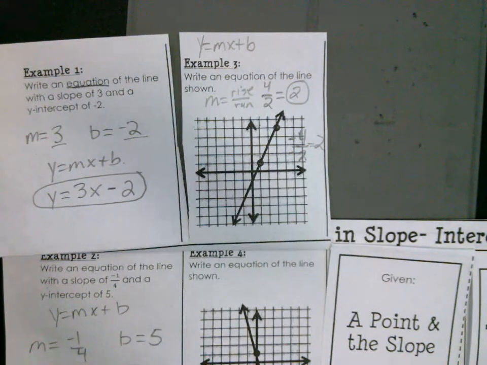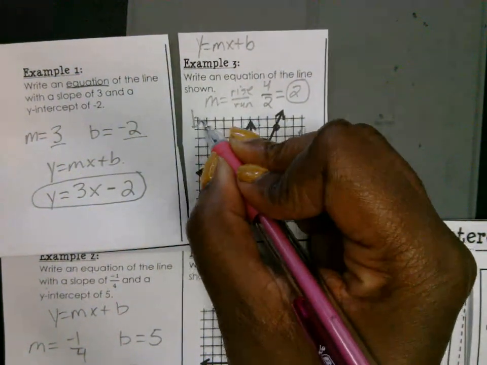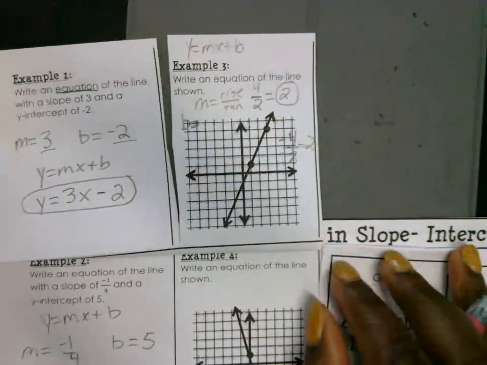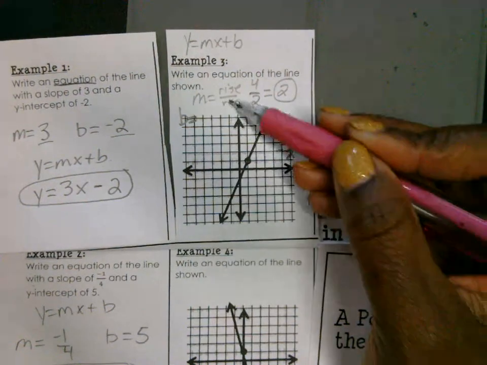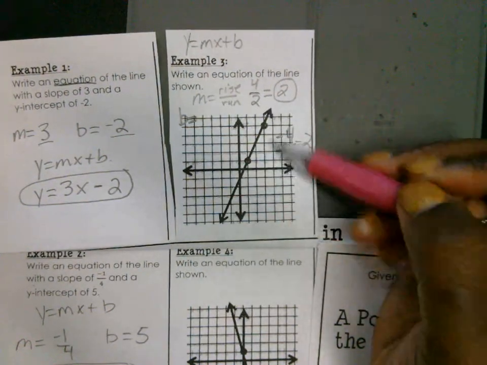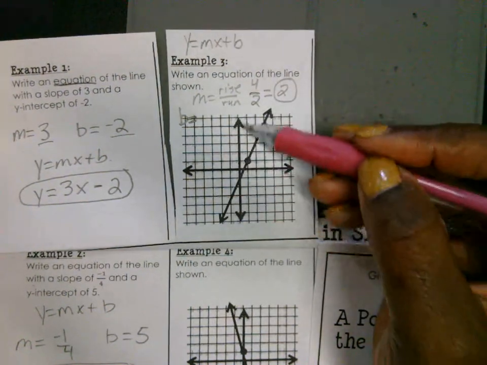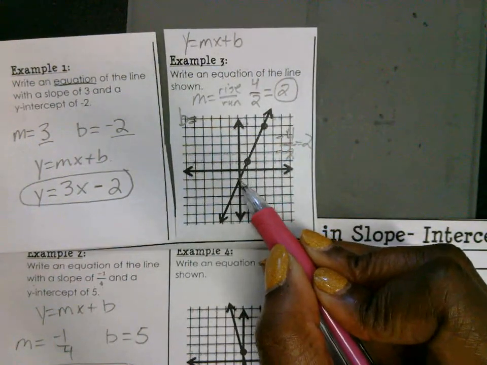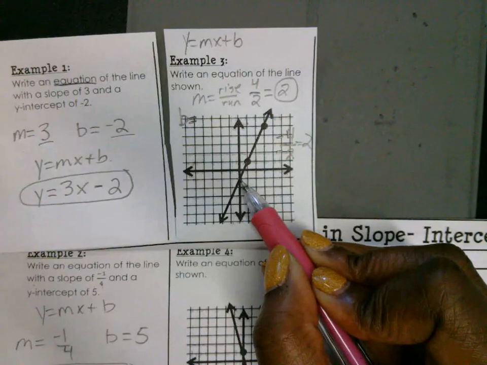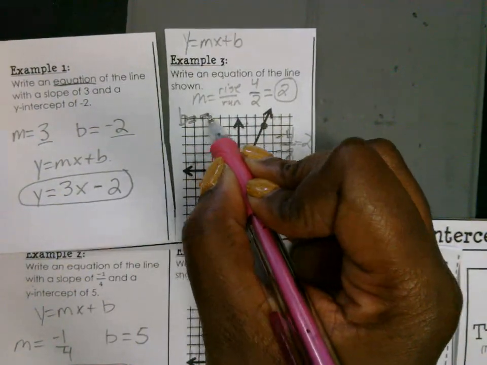Now we're looking for the y-intercept, b. b is where the line crosses the y-axis. Which one of these is the y-axis? The vertical number line, the one that goes up and down. What number is this on the y-axis? -1. So b is -1.